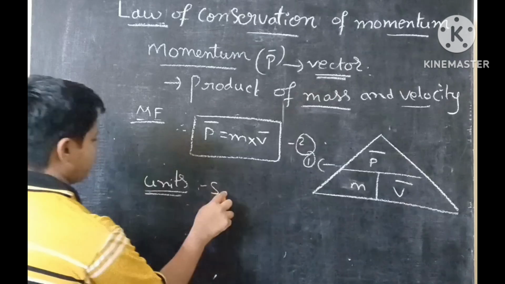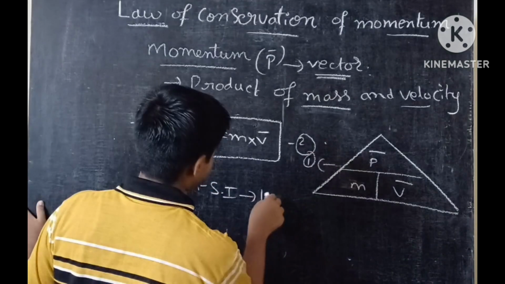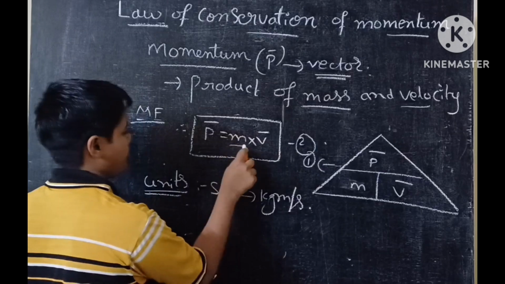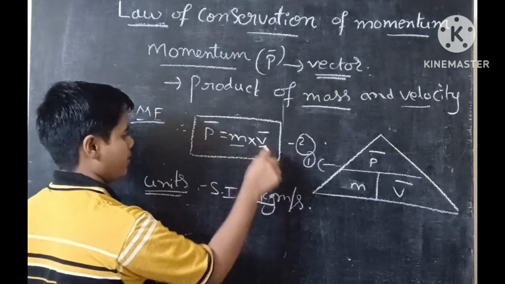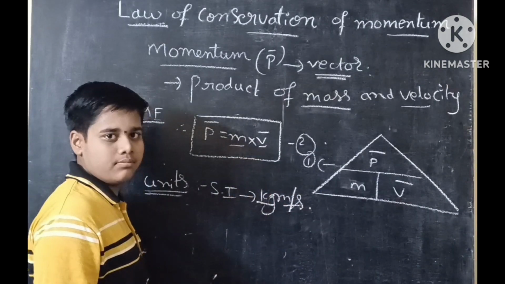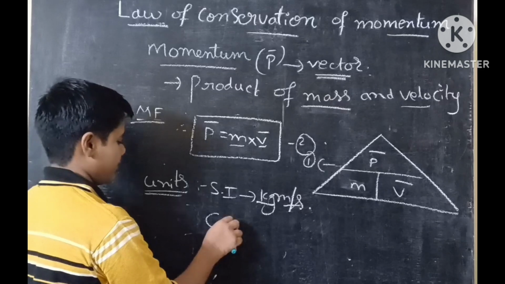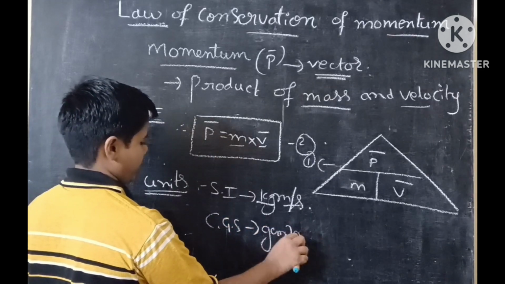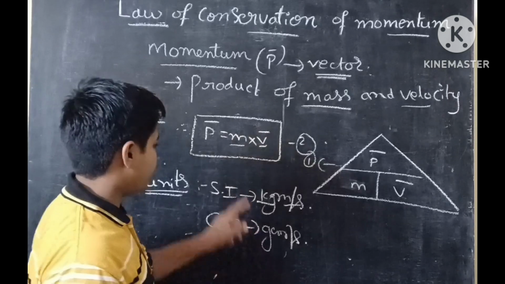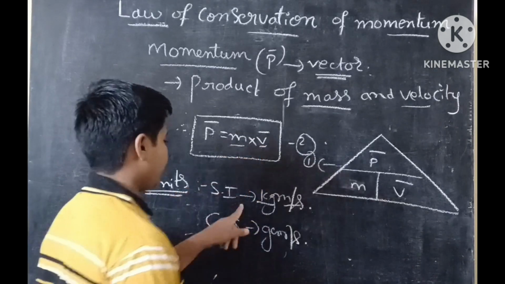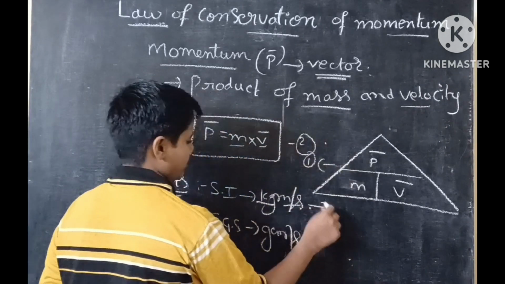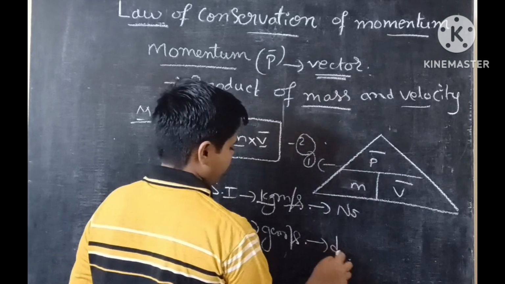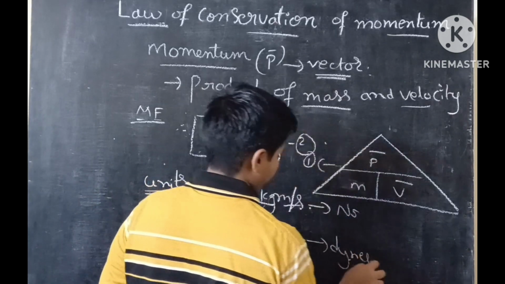The units: the SI unit is kg meter per second, because the SI unit of mass is kg and the SI unit of velocity is meter per second. In CGS it is gram centimeter per second. Here kg meter per second is also written as Newton second, and in CGS it is dyne second.